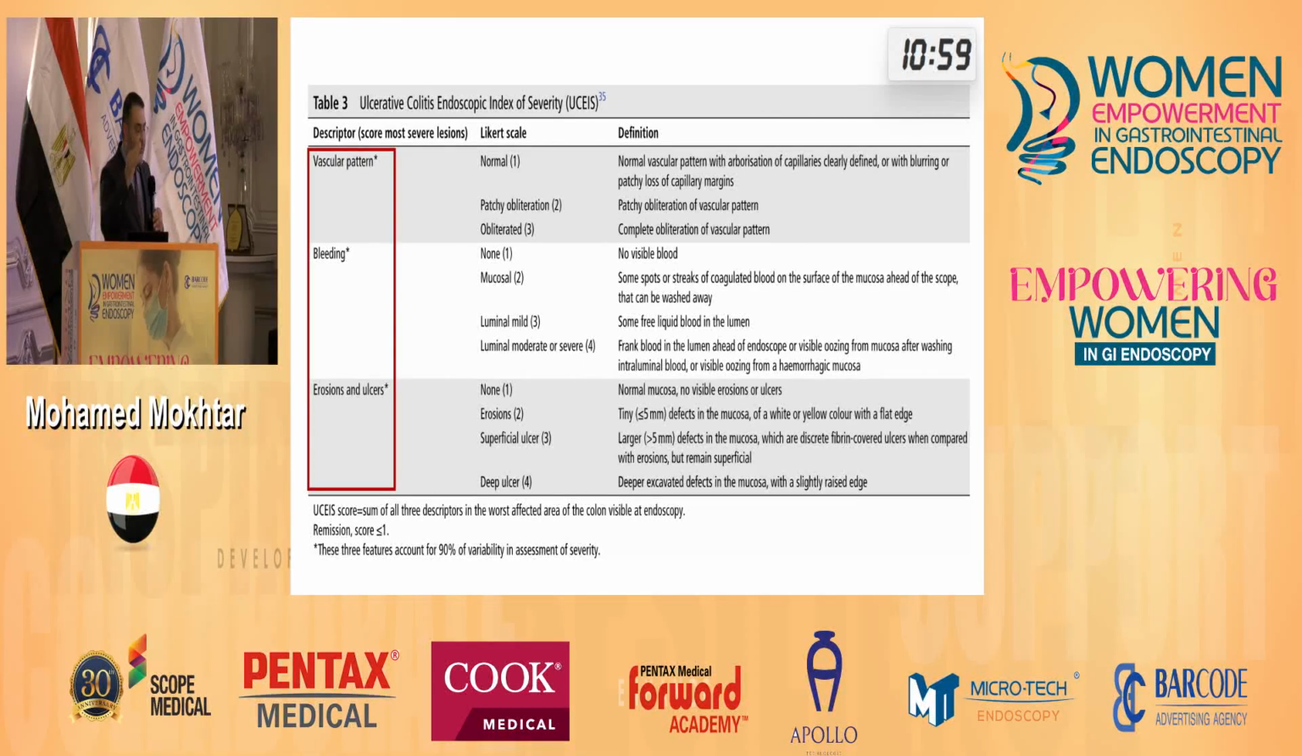You take the sum of the three descriptors in the worst affected area during colonoscopy. During the examination, you identify the most affected area, score the three descriptors, and sum them. That is the Ulcerative Colitis Endoscopic Index of Severity.